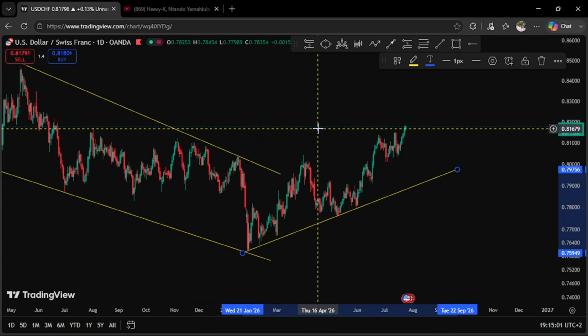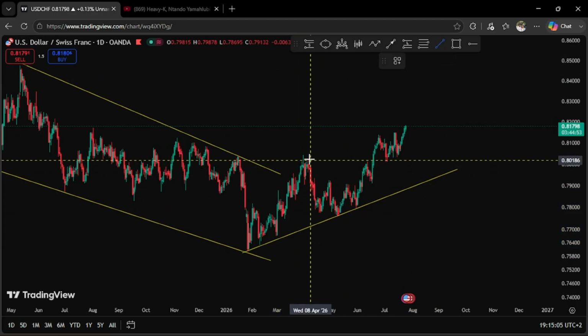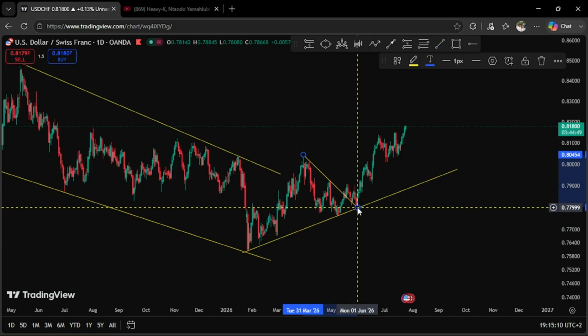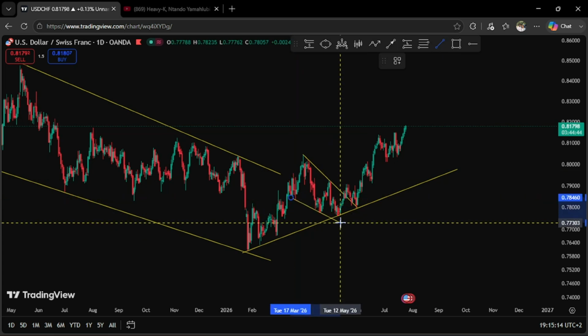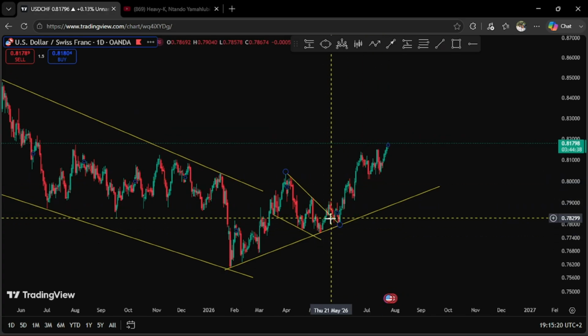So this is an impulsive move. Now we have a corrective move here. So now this is the flag. This flag often plays out, out of 10 trades, I'm telling you, it's going to play out 8 out of 10. It has to play out. It will go in your favor.